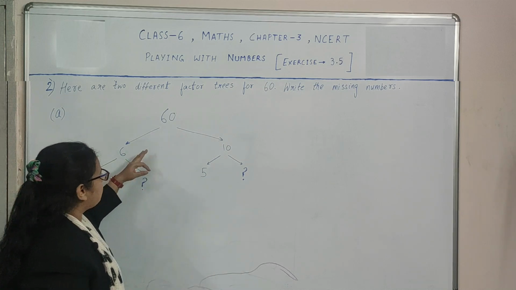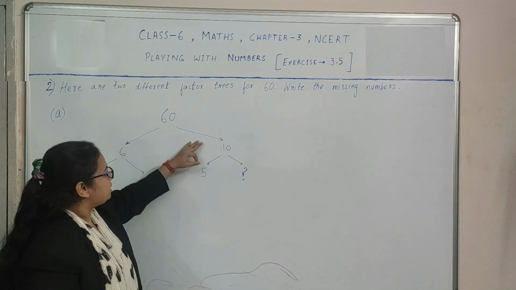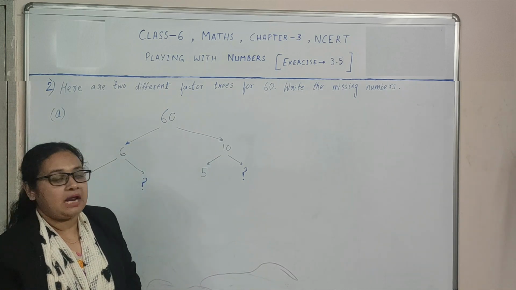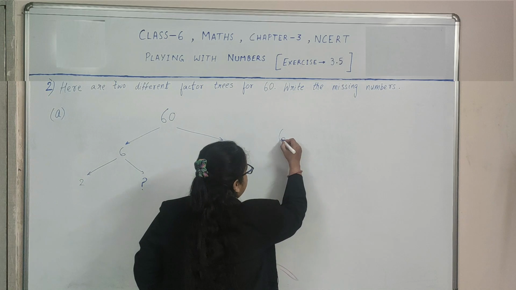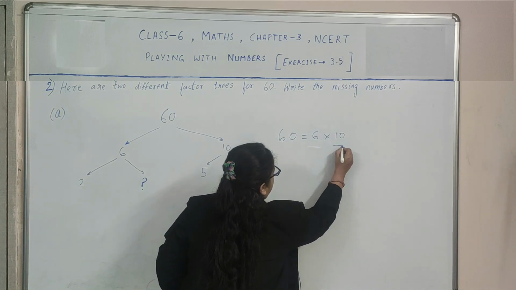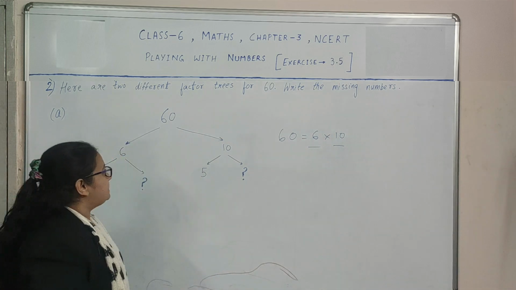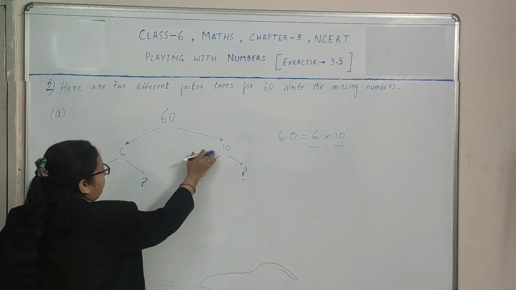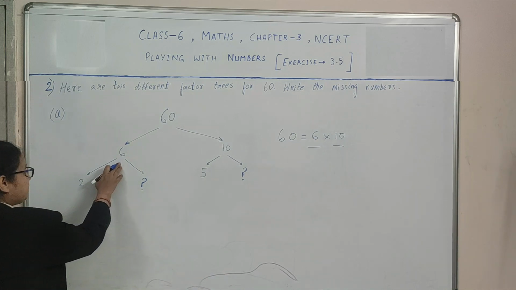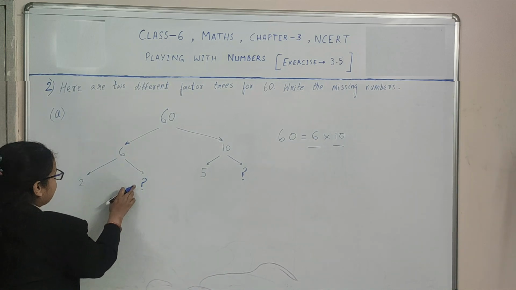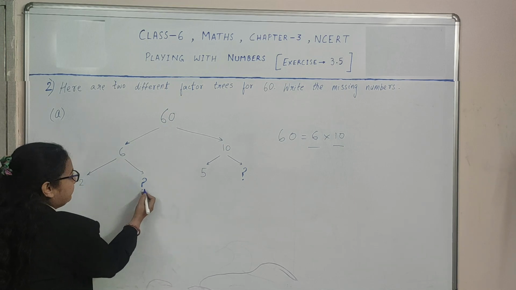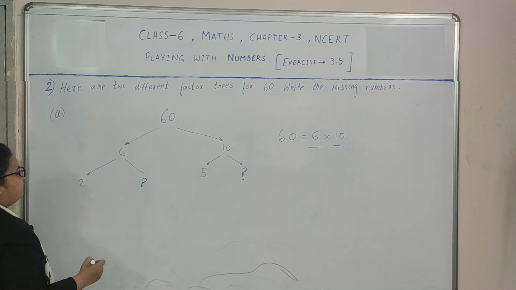So see, it looks like branches. 60 is split into two parts here, 6 and 10. It means 6 and 10 are the factor pair of 60. 60 can be written as 6 multiplied by 10. So 60 will be split into two parts, 6 and 10. Again, this will be split into two branches. One is 2, and what is the other? That missing number we have to find.